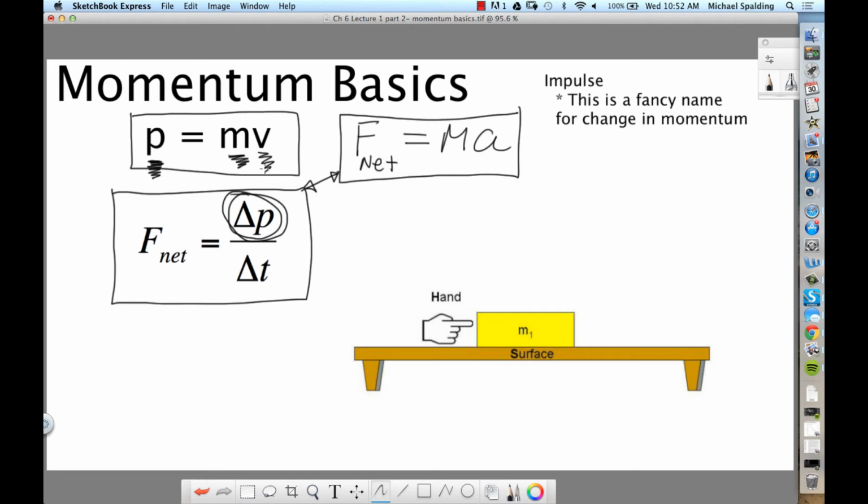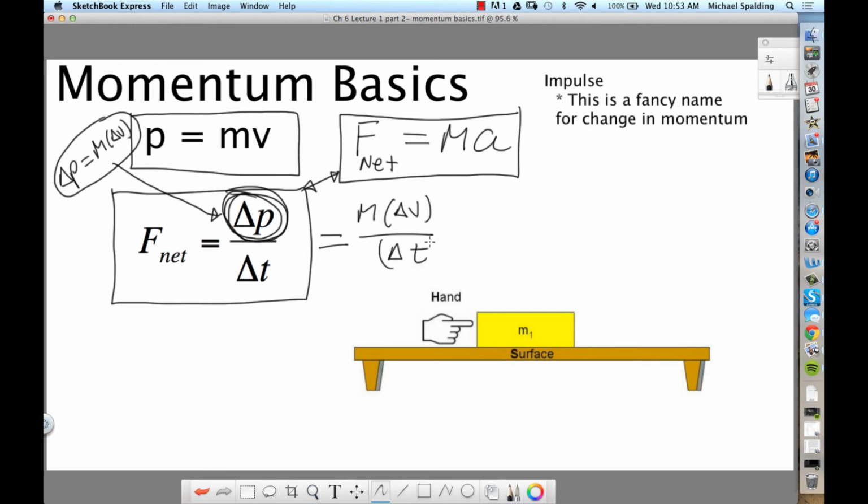So what will be our equation for change of momentum? Let's put it down here. So squeeze it right here. What will change of momentum be equal to? Mass times change in velocity, right? That would be change of momentum. So plug that in right here. Look what you get. Force equals mass times change of velocity divided by time. Aha!